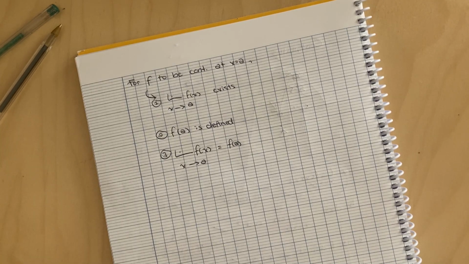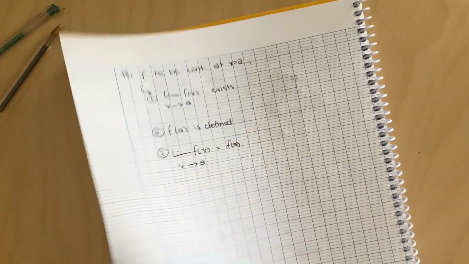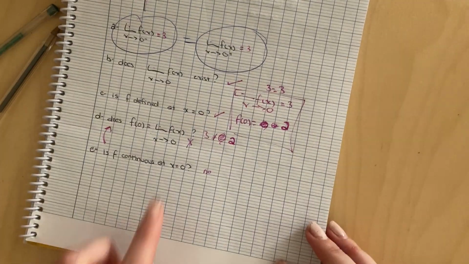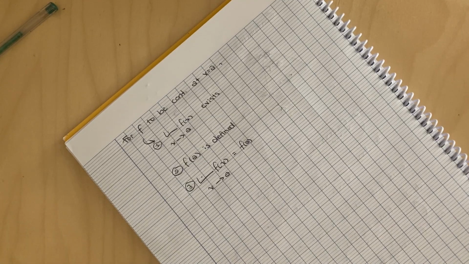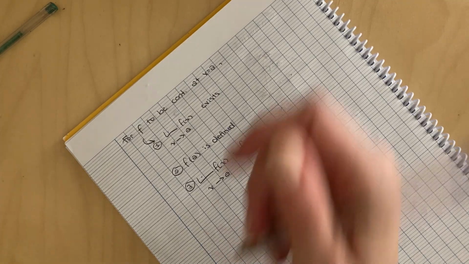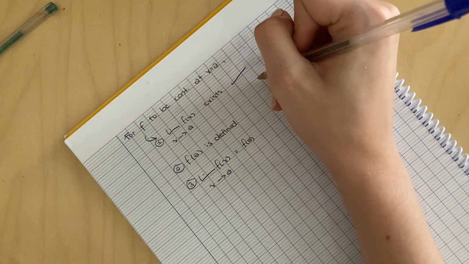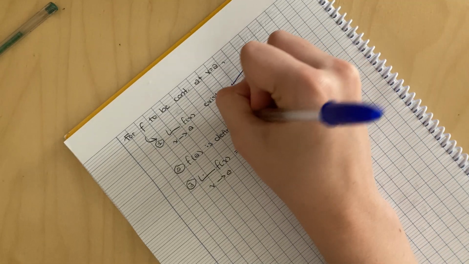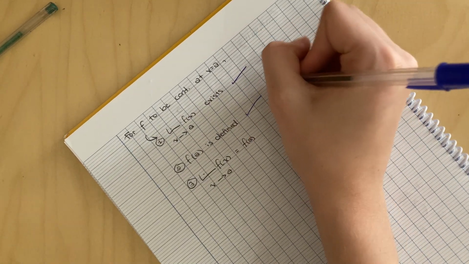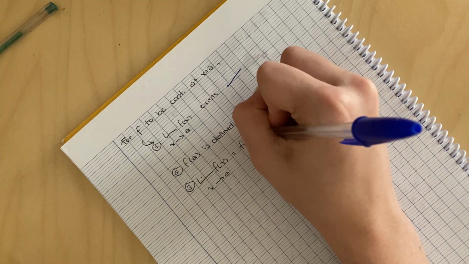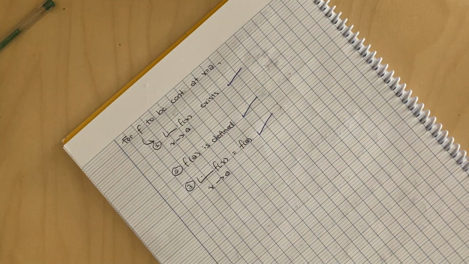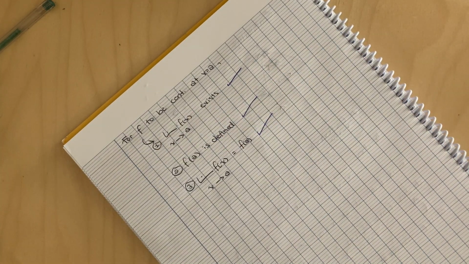For f to be continuous at x equals a, which looking at this right here is 0, but it doesn't have to be 0. It could be any number, so we're going to write it down as a. For f to be continuous at x equals a, first of all, the limit of f of x as x tends towards a has to exist. F of a has to be defined. And the limit of f of x as x tends towards a and f of a have to be equal to each other. And that is how to find if something is continuous at a certain point.